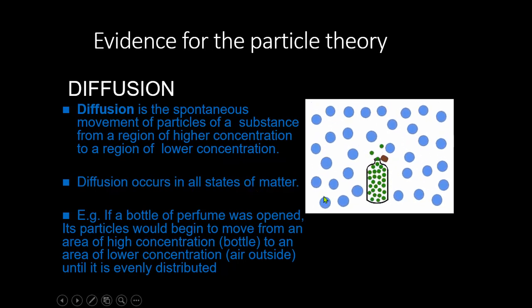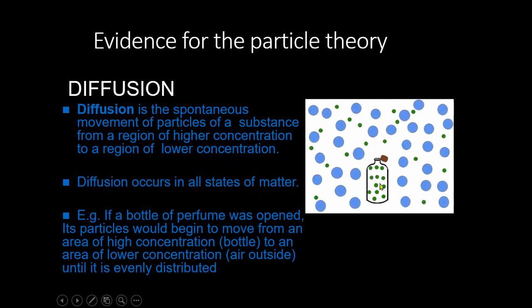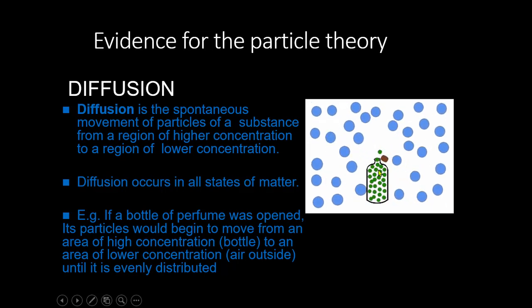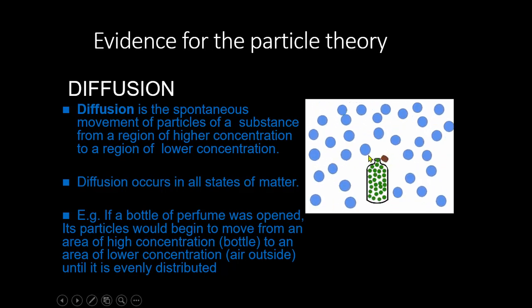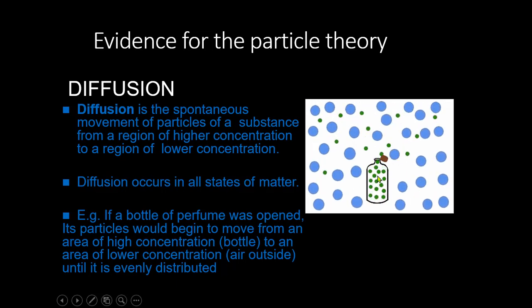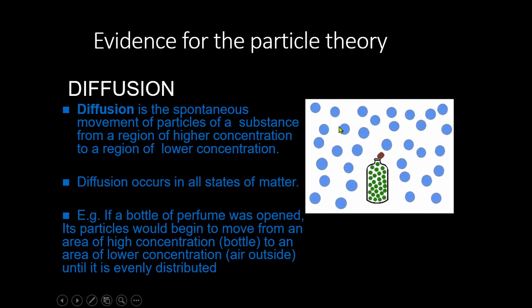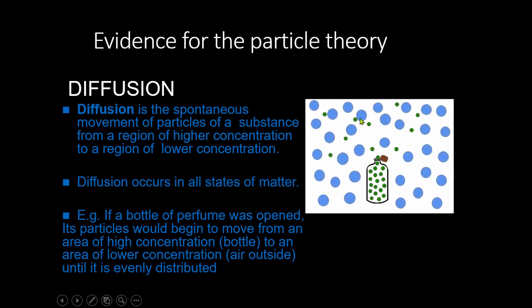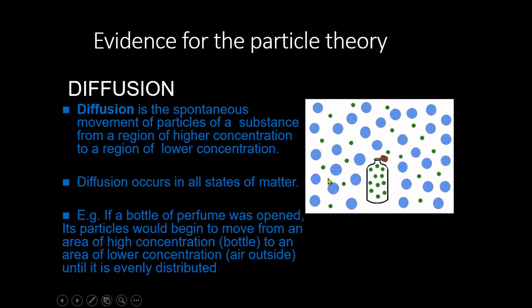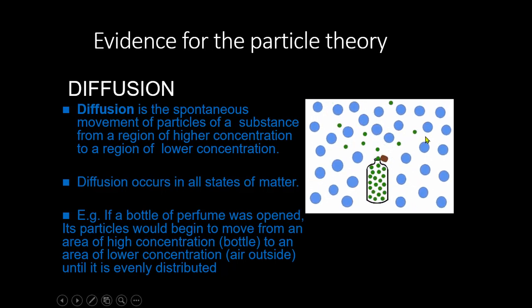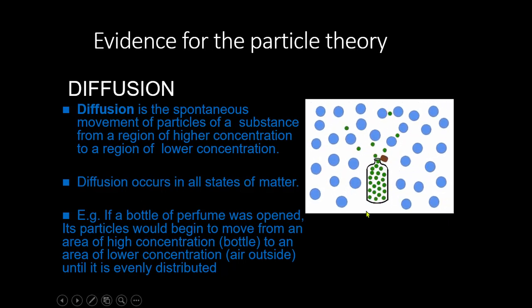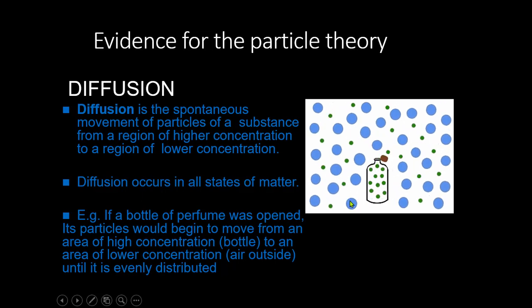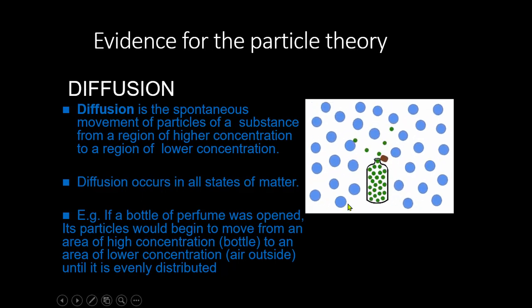So say for example, we have a bottle of perfume, right? So if we open our bottle of perfume, the particles inside here will begin to move from an area of high concentration to an area of lower concentration. So outside, where there's no perfume particles, this is an area of lower concentration. So this will continue happening until there is an even distribution of the perfume particles.